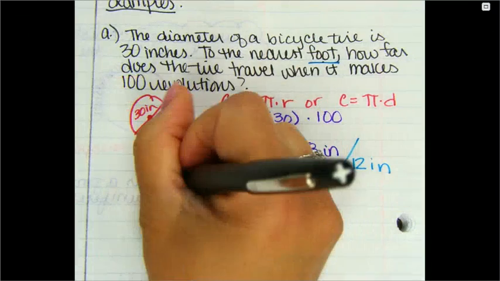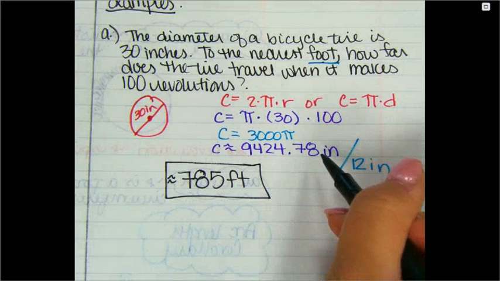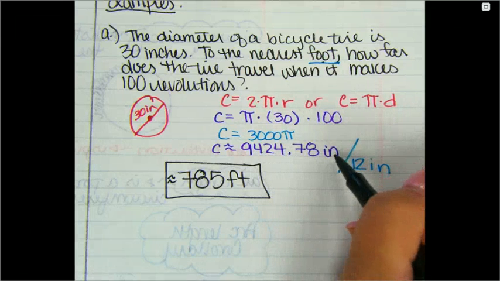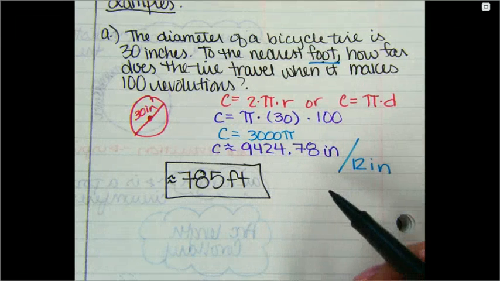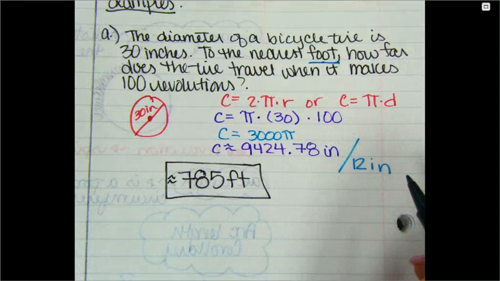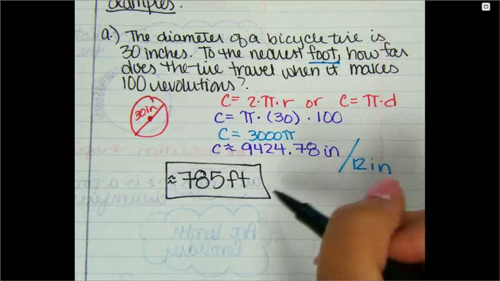It should technically be approximately. Wait, why is it 0.78 inches and 12? Because we rounded. When you get 3,000 pi, you get 9424.777 something, so we round. And then we divide by 12. Why do we divide by 12? Because there are 12 inches in a foot. And that's how you get your feet.